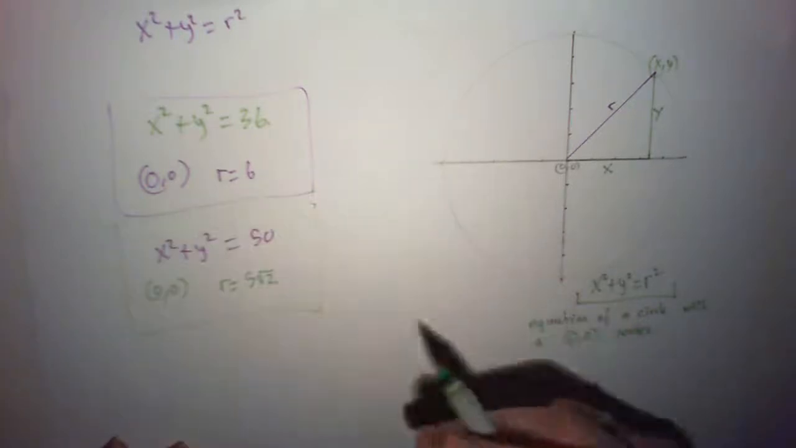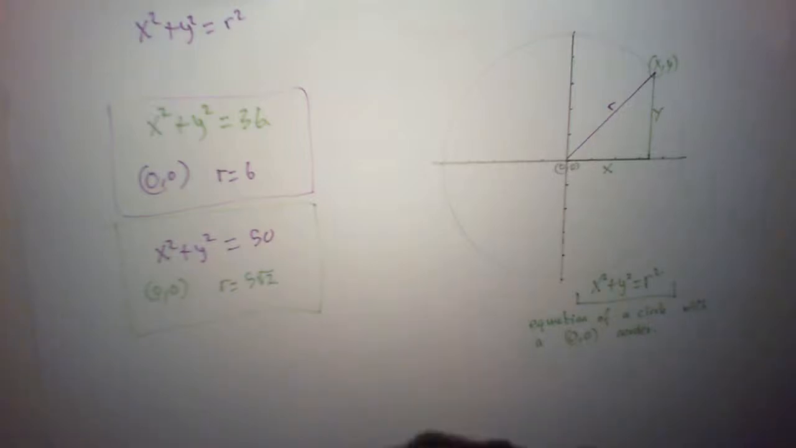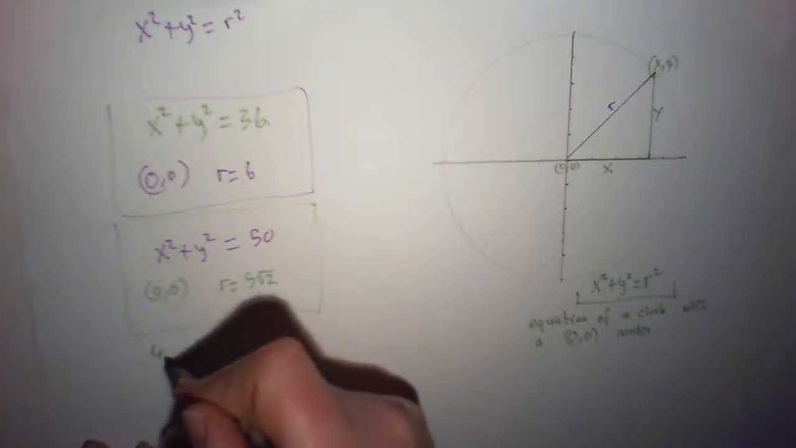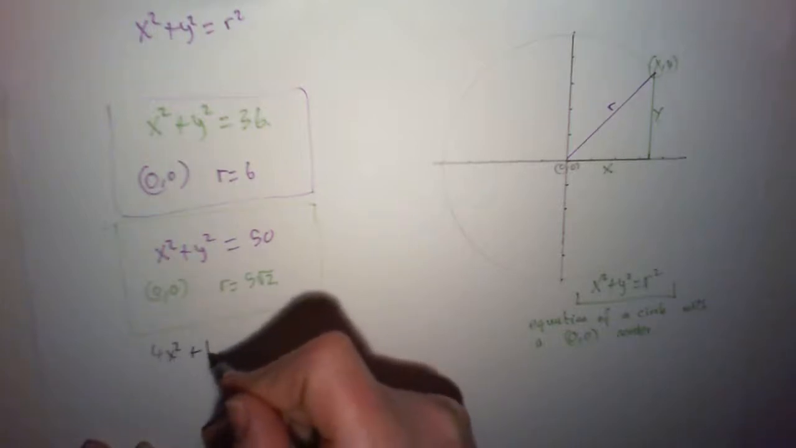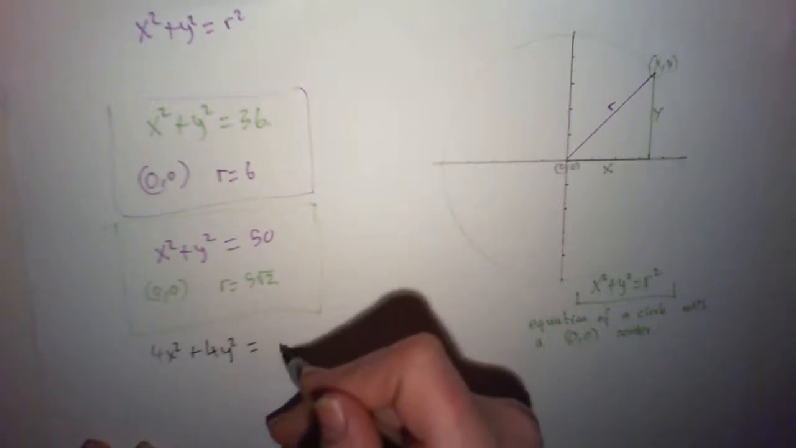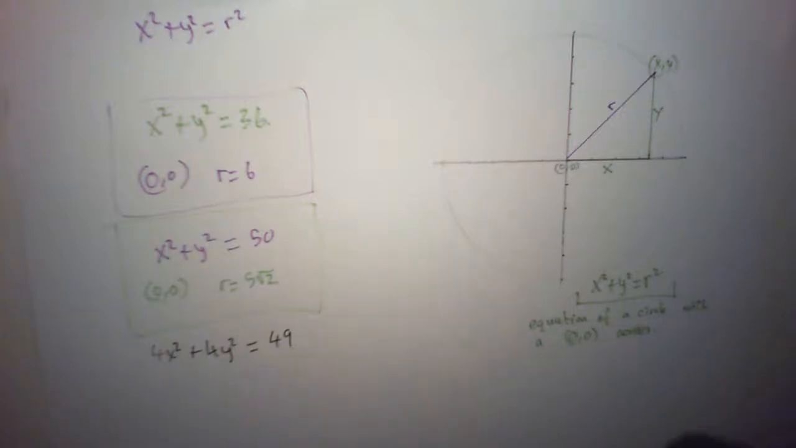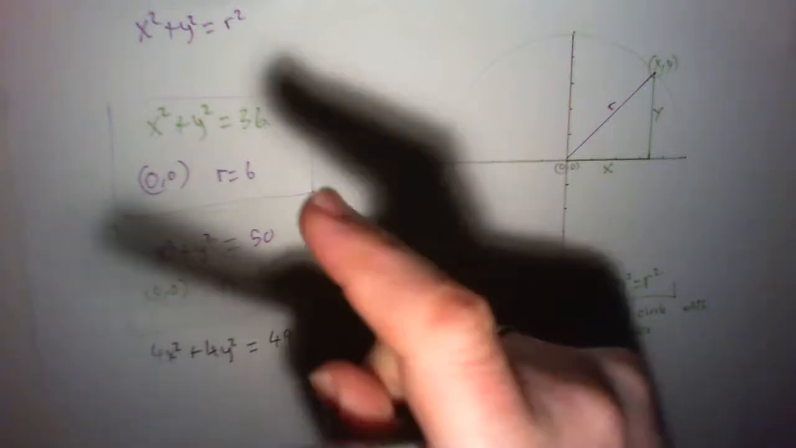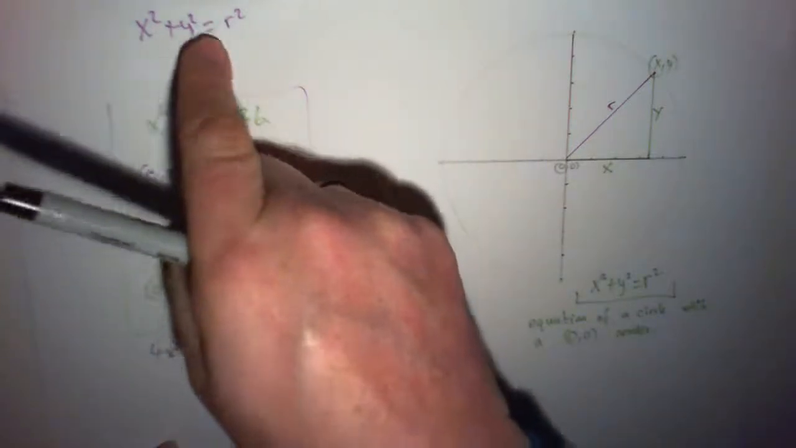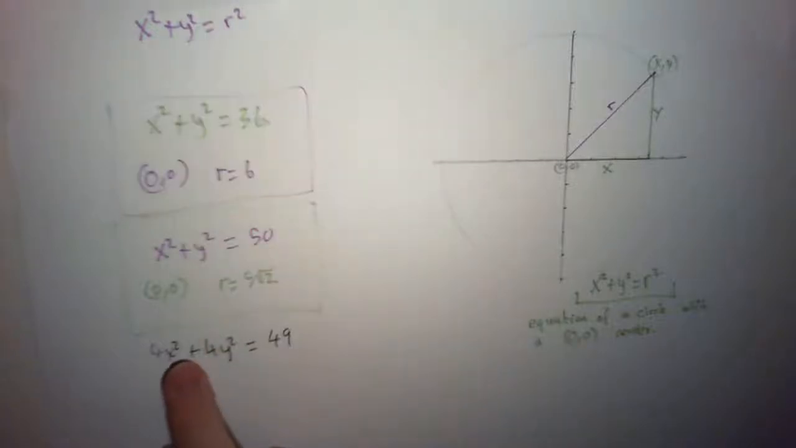There's two little examples done. Now let's try a third one. Let's kick it up a notch. Now you're thinking, ooh, wait a second, sir, something's gone wrong here. It has to be in the form of x squared plus y squared equals r squared, but that's not x squared, that's 4x squared plus 4y squared. Well, don't worry.